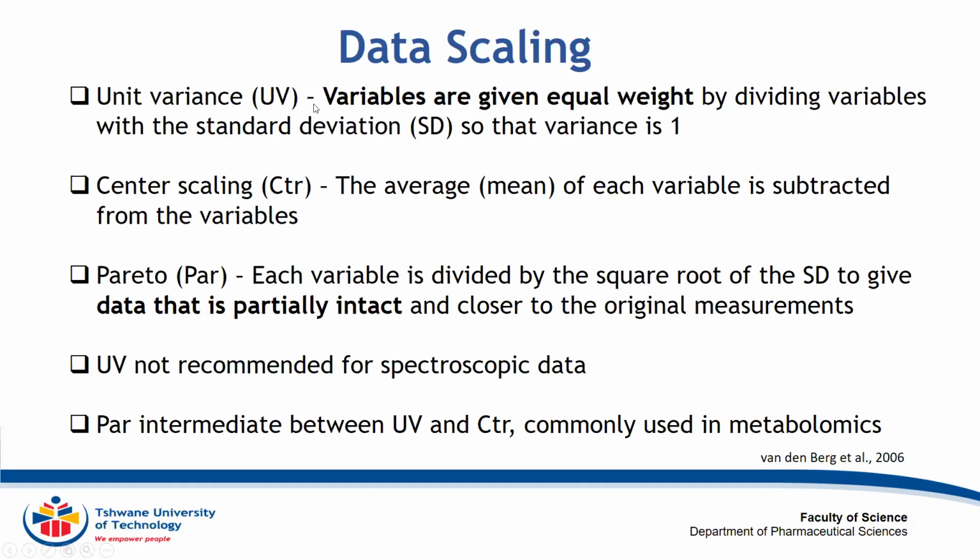This is the difference between Pareto scaling and unit variance scaling. Unit variance divides by the standard deviation, and Pareto scaling uses the square root of the standard deviation, which results in data that is spatially intact, which is closer to your original measurements. And this is why a lot of researchers would go for Pareto scaling and not unit or center scaling. However, this really is data dependent, depending on the nature of data that you're analyzing. Most resources do not recommend UV scaling for spectroscopy data, because you want to bring all the variance to an average of 1. And then Pareto, being an intermediate of the UV and center scaling, is commonly used in metabolomics.